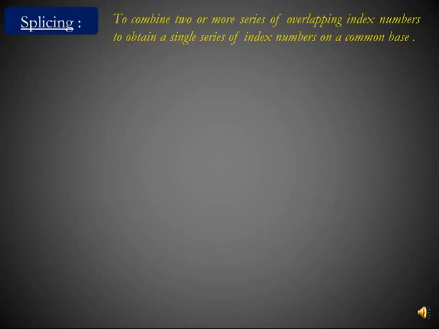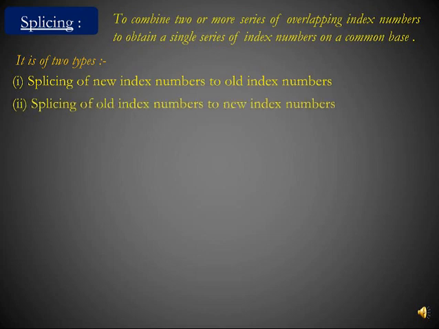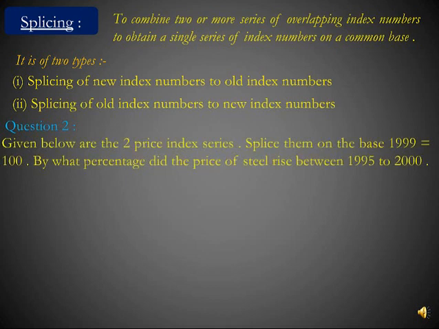Our next concept is splicing. It means to combine two or more series of overlapping index numbers to obtain a single series of index numbers on a common base. So what is to be done in splicing? You have to merge two series into a single one. Splicing is of two types. First one is when you do splicing of new index numbers to old index numbers. Second one is when you do splicing of old index numbers to new index numbers.